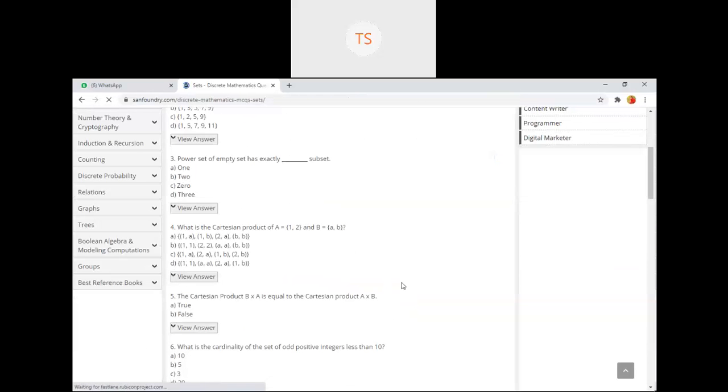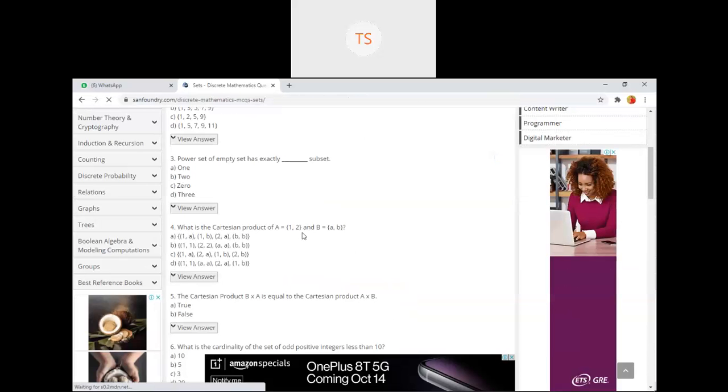Now the next question. What is the Cartesian product of A? Have we done the Cartesian product? No, ma'am. No.